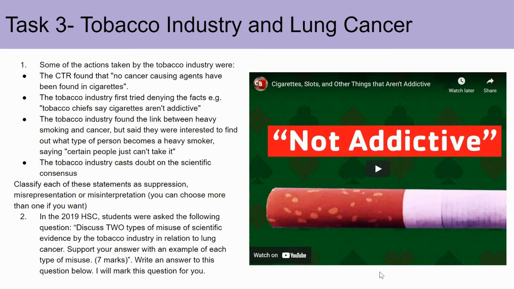So in this task here, you're going to watch the video and look at the HSC question that's there. So in 2019, the question was: discuss 2 types of misuse of scientific evidence by the tobacco industry in relation to lung cancer and support your example of each type of misuse. So you want to look at what they were doing with the information and whether they were in fact suppressing it, misinterpreting it, or misrepresenting that in the mainstream media.